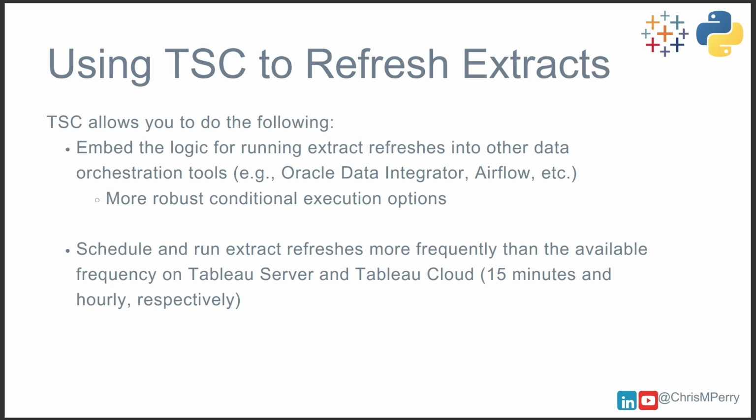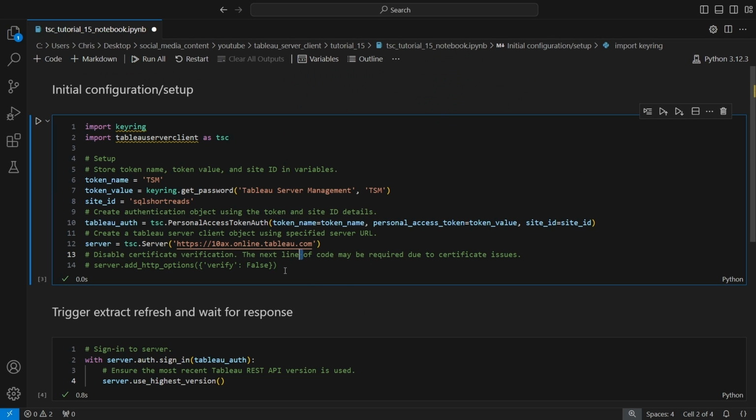Having briefly touched on a couple of benefits, let's continue by jumping into Visual Studio Code to develop a script that will allow us to trigger an extract refresh maintained on my Tableau server. To get started, we're going to configure our Tableau server authentication object. This object is going to be responsible for allowing you to authenticate and sign into your Tableau server or Tableau Cloud instance. To configure that, we need a token name, token value, and a site ID.